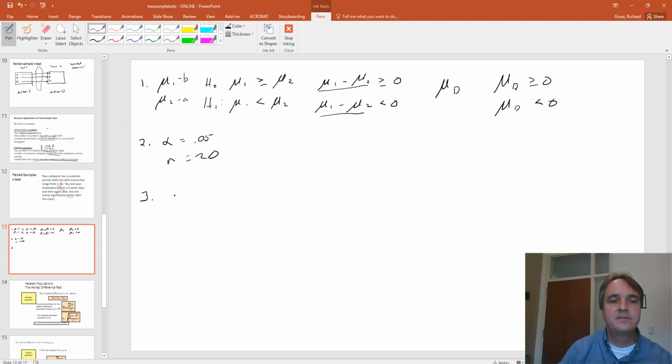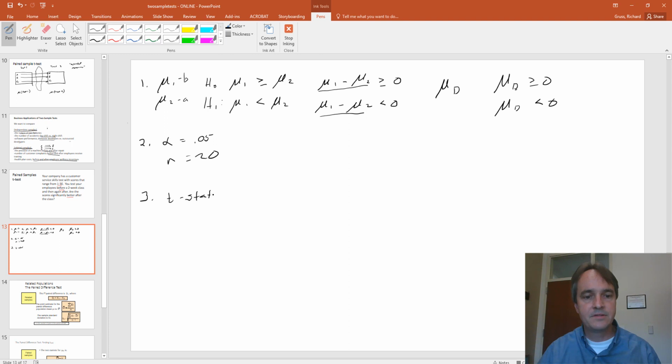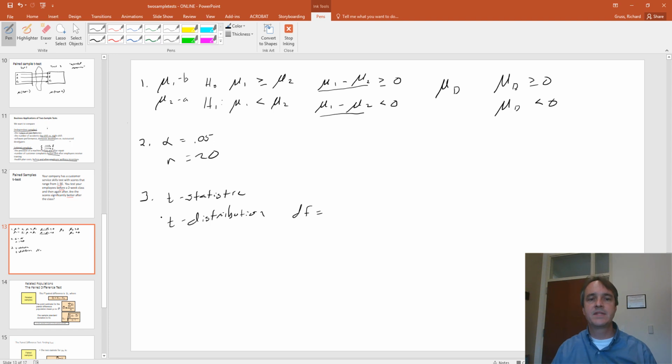Step 3: we need to determine the sampling distribution and our sample statistics. Once again, we are going to have a t-statistic, since these are t-tests. So it's going to follow a t-distribution. The sampling distribution will be a t-distribution. But remember that we have to specify the degrees of freedom, and I'll get into this when we look more specifically at how to calculate the t-statistic for paired samples.